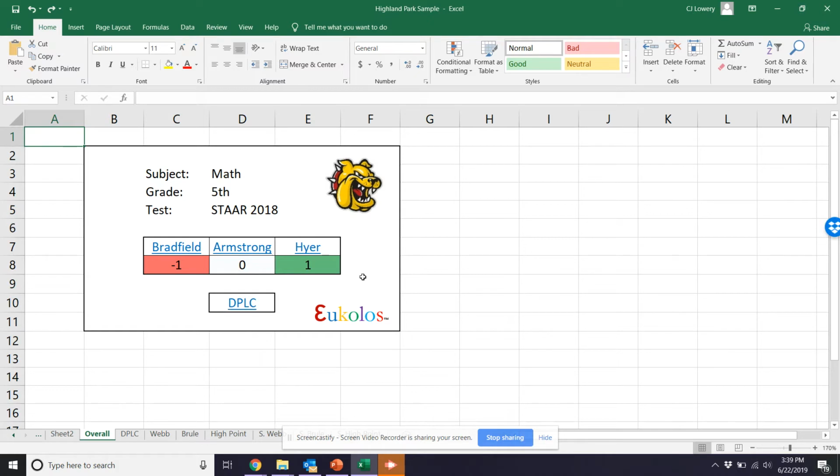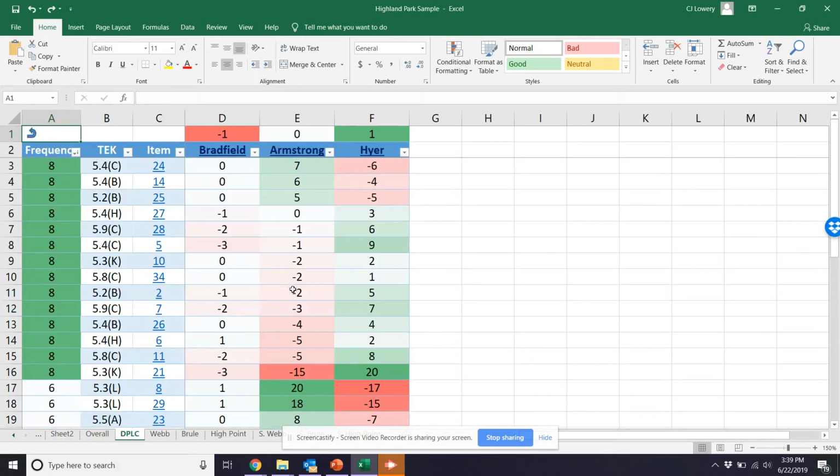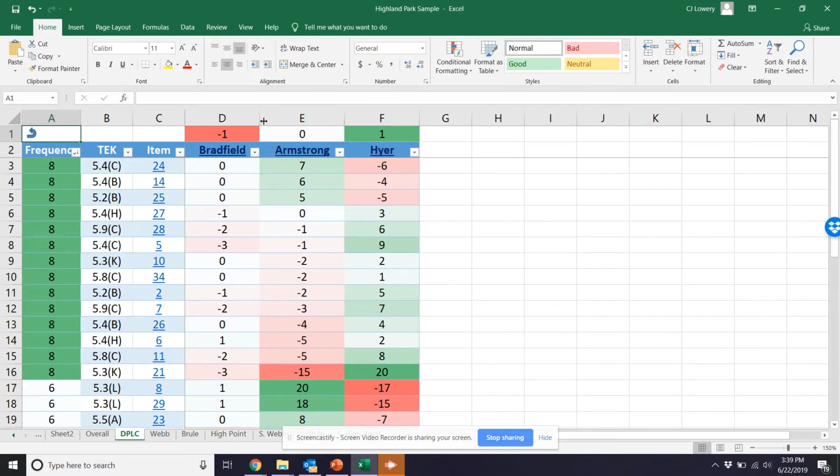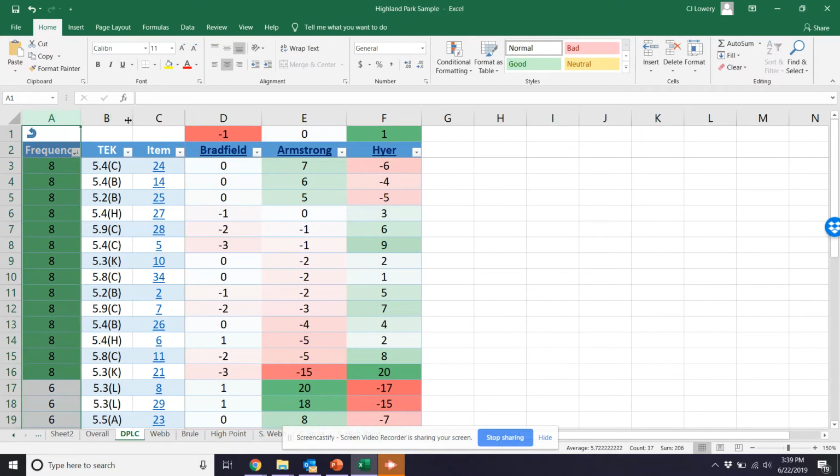So what we wanted to do there is, number one, say, okay, what does a district PLC look like when we have these teams all come together? So here you have the frequency, the TEAC, the item number, that way, if you have the test out in front of you, their school, so their overall scores at the top, and then based on TEAC, how they did. So right here on the most highly tested TEACs, you would want the Armstrong team coming in, explaining what they did here so that the other 2 schools could grow.